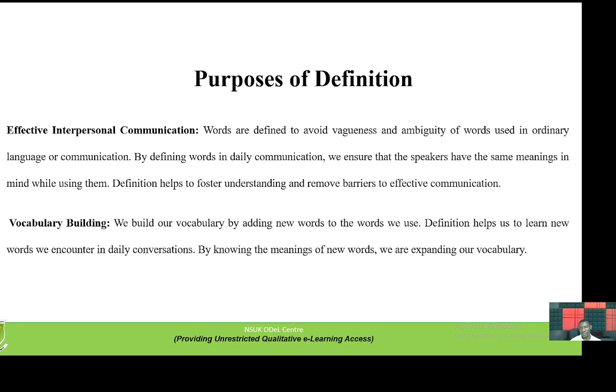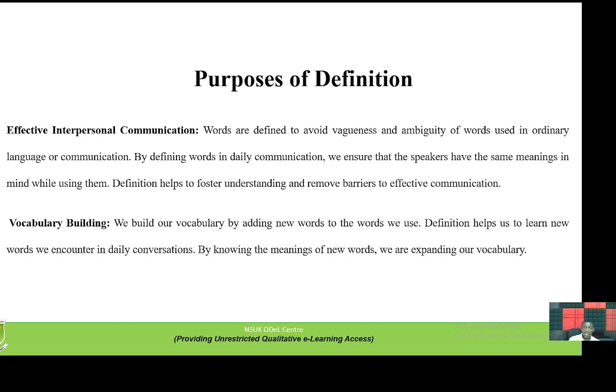There are many reasons why we define words. Number one, for effective interpersonal communication. Words are defined to avoid vagueness or ambiguity of words used in ordinary language conversation. When you say there's ambiguity in the use of words, you mean that a particular word you use may have more than one meaning, so that the person you are communicating with will get confused.